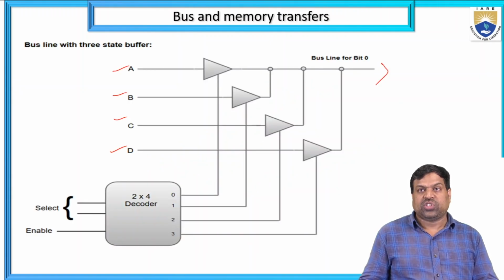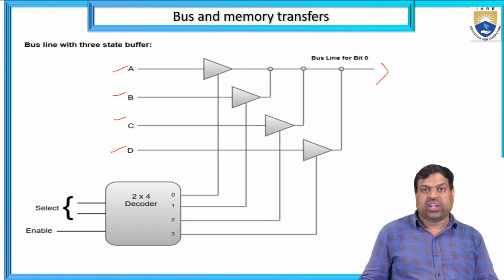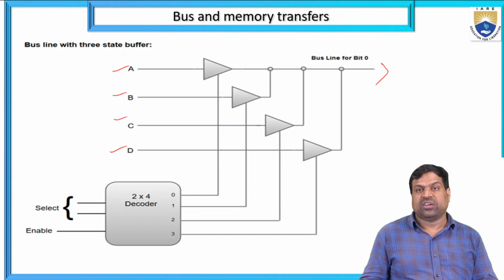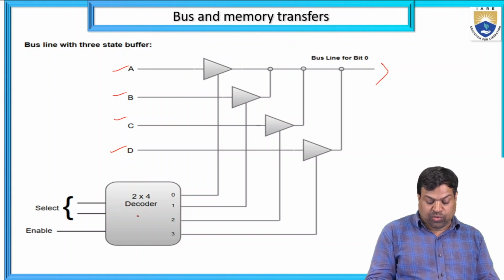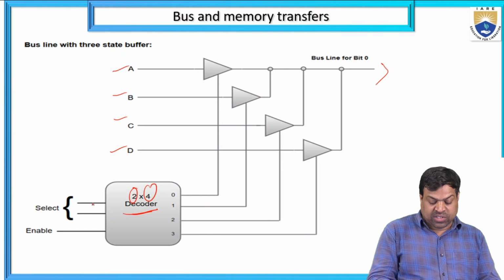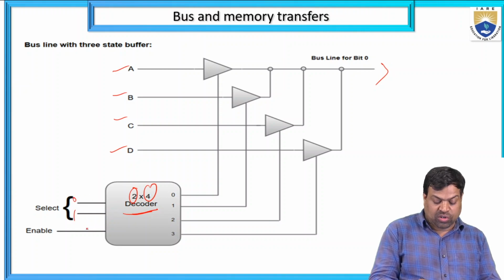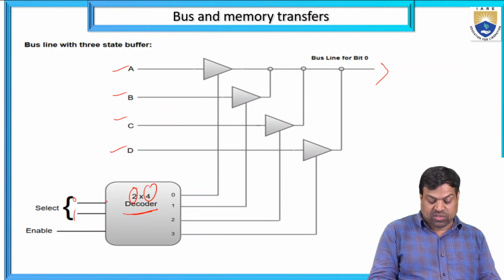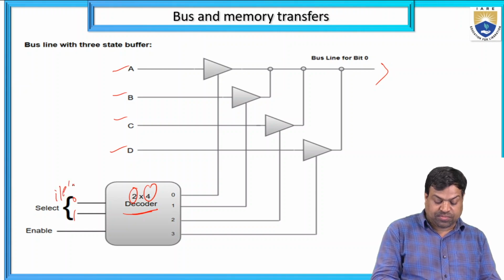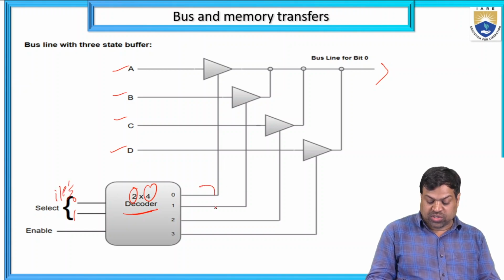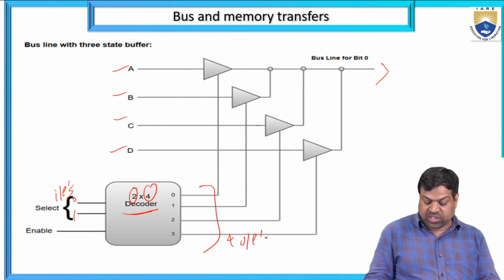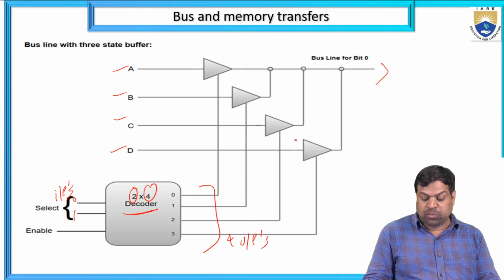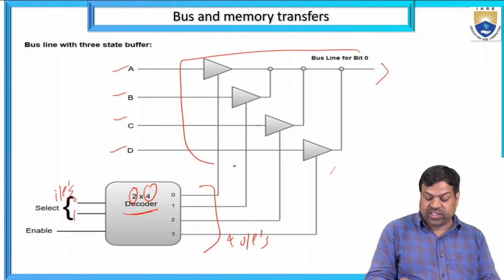So here a 4:1 multiplexer. Here A, B, C, D are the inputs, and taking the logic gates with bus lines of bit 0. So 2 into 4 means 2 input lines and 4 output lines are there. Decoder means 2 inputs, 4 outputs. Okay, how many inputs are there? 0, 1, 2 inputs are there. So these are the inputs. How many outputs? 4 outputs are there. So these 4 outputs are the inputs of a multiplexer. Okay, it is a mux.